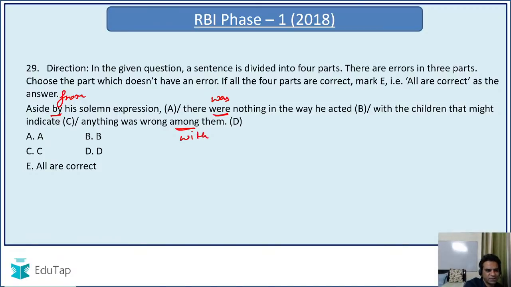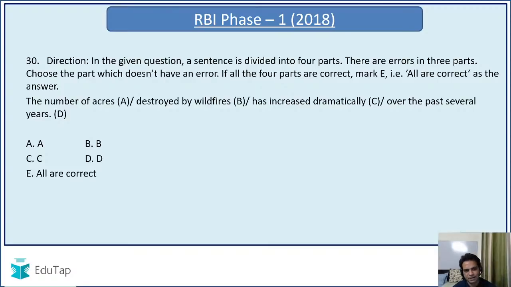So I think again, correct option here was option number C. Aside from his solemn expression, there was nothing in the way he acted with the children that might indicate anything was wrong with them. Very well done, guys. And guys, last question for this session, last question for today. And tomorrow we will take up reading comprehension, cloze test, and rearrangement, guys. But let's be done with these type of questions. So the question was, the number of acres destroyed by wildfires has increased dramatically over the past several years.